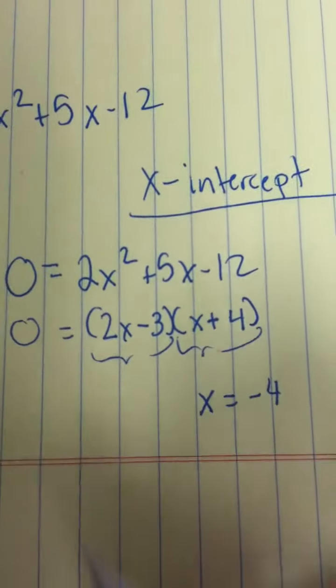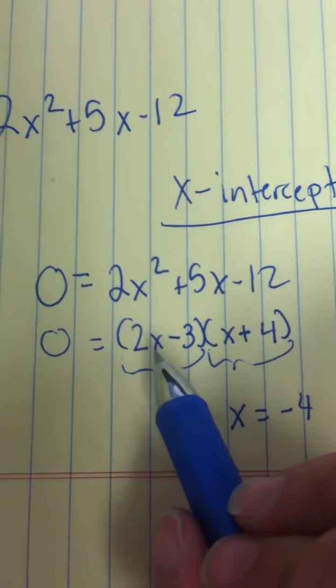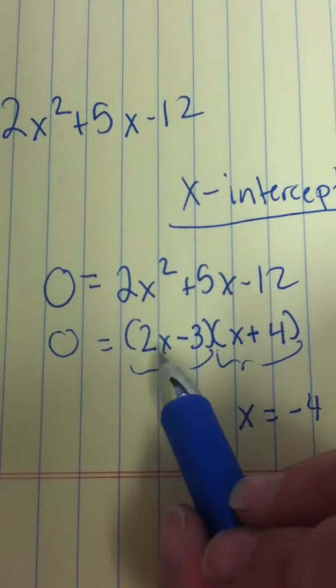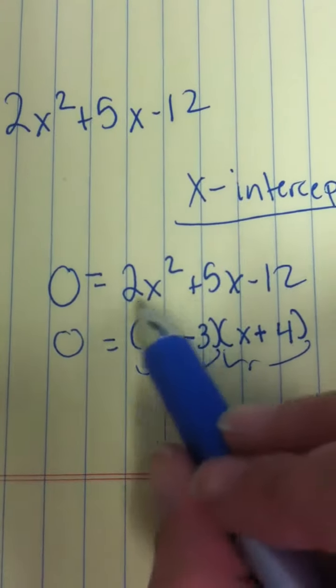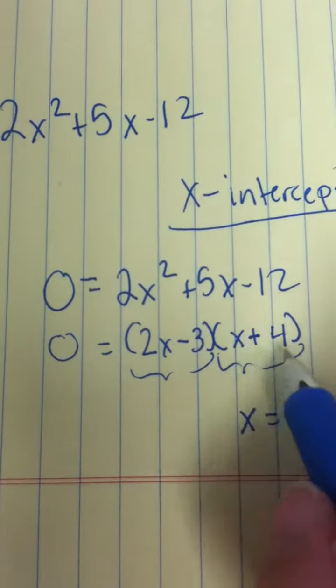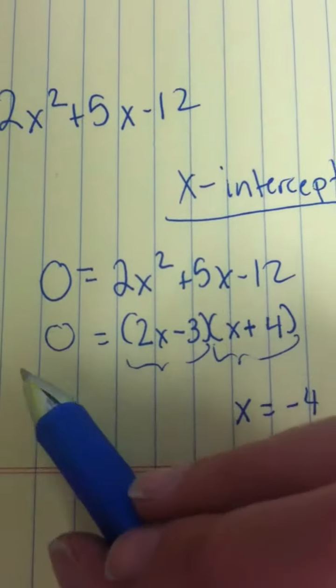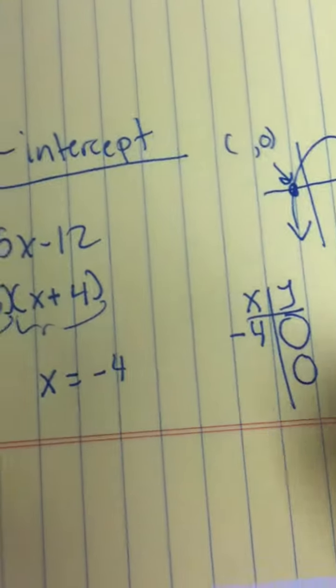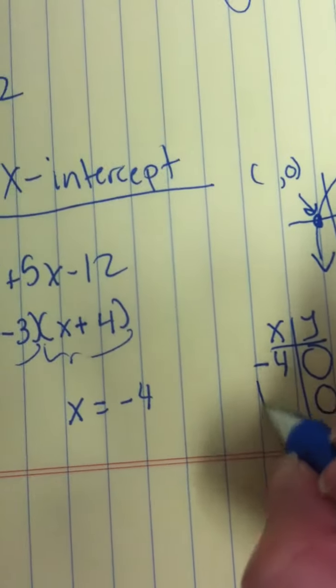But there's also another number that will work. If I look here, if I put in the number 1.5 right here, 2 times 1.5 is 3. And 3 minus 3 is 0. So this would be 0. And whatever that is, 0 times this will equal 0. So there's actually two things in my table, negative 4 and 1.5.